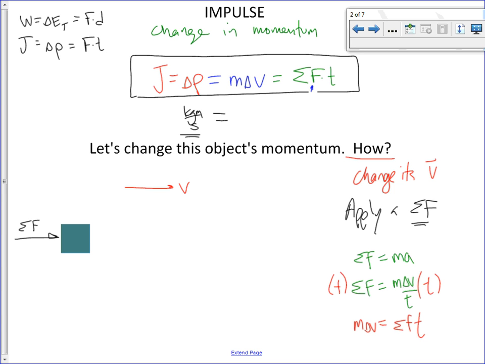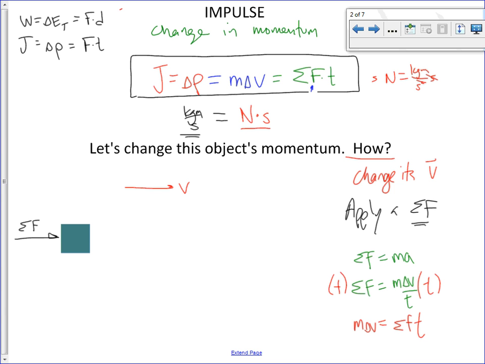Right? But this shows us also that if we look at the F delta t part, or the Ft part, that means that we can express impulse in Ft units, Newton seconds. Right? And remember what a Newton is? It's a kilogram meter per second squared. So if you multiply both sides by seconds, a kilogram meter per second is a Newton second. Not a Newton per second. That's not what this says, right? It says Newton seconds.